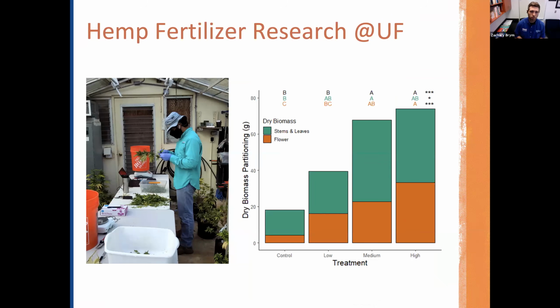Interesting point to make here. This is Luis separating out his plants into stems and leaves away from the flowers. And so the nutrition could also change the biomass partitioning here, where the stems and leaves actually are more expressed in higher nutrient rates than the flowers. So again, more nutrients, more fertilizer does not mean more flower. So if you're going after more flower, if you're going after fiber quality, it seems that a more moderate approach to fertilization may not crank up your biomass, but it'll improve those qualities.